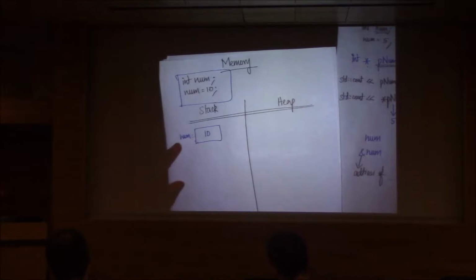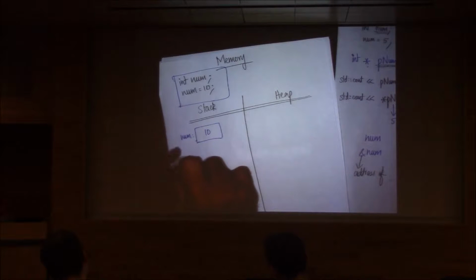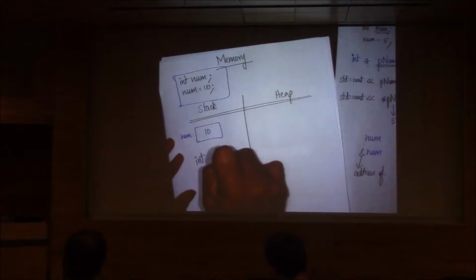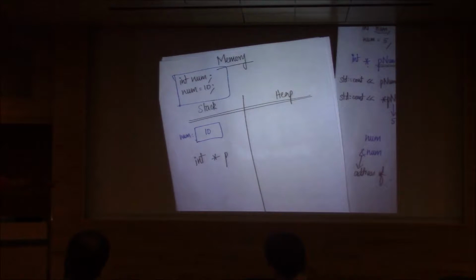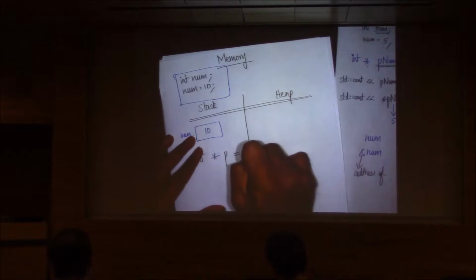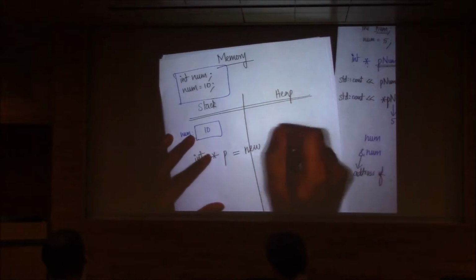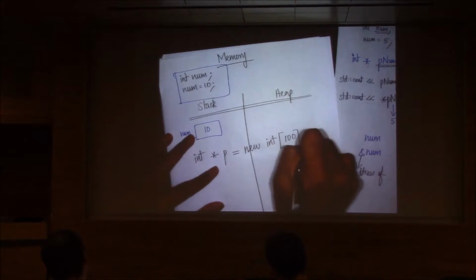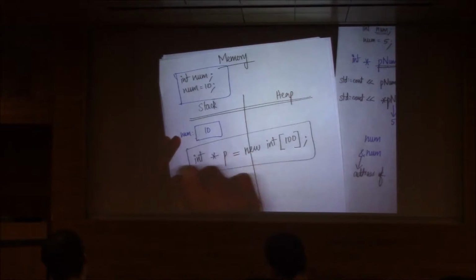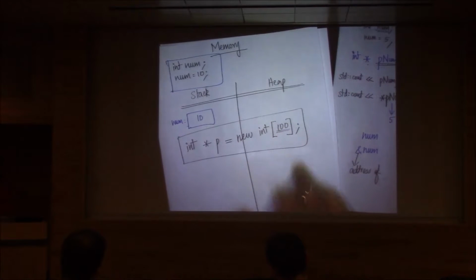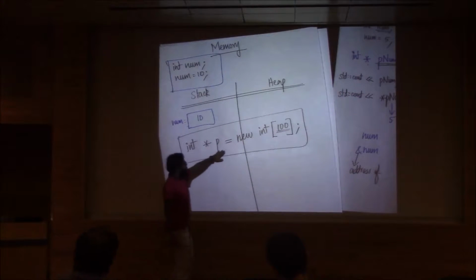if we want to create 100 integers after the program has started, we create a pointer variable, int star p, so p is a pointer to an integer, and the line would be new. This particular 100 could have been got from the user and stored in a variable, and that variable can be used here.